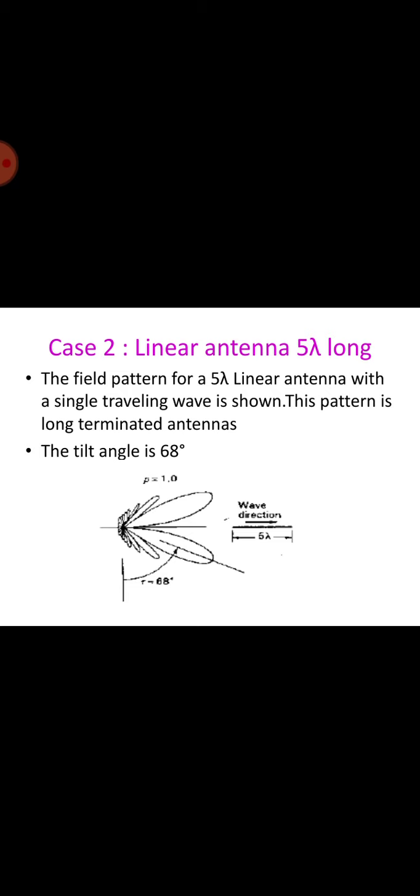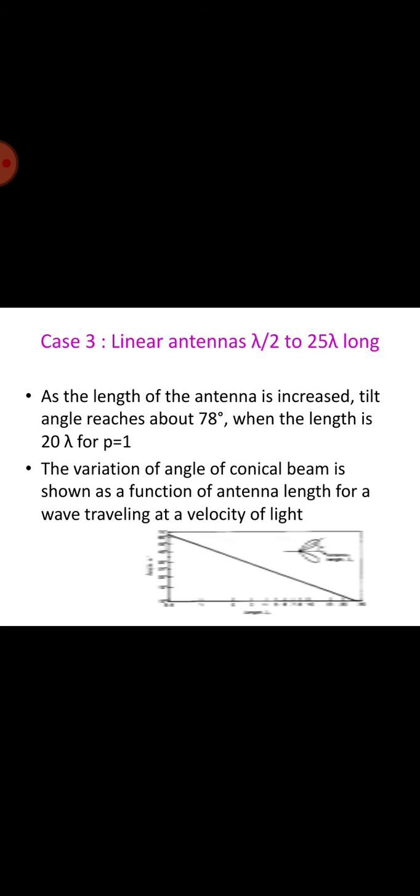For this case, where p is equal to 1, this pattern is typical of those for long terminated antennas, the radiation being beamed forward in a cone having the antenna as its axis, and the tilt angle for this antenna is about 68 degrees. Case 3 is lambda by 2 to 25 lambda long. As the length of the antenna is increased, the tilt angle increases further, reaching about 78 degrees, that is 12 degrees from the antenna, when the length is 20 lambda for p equal to 1.